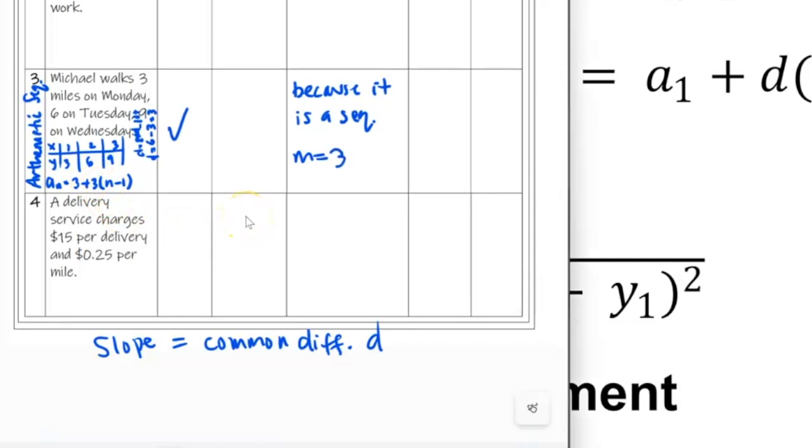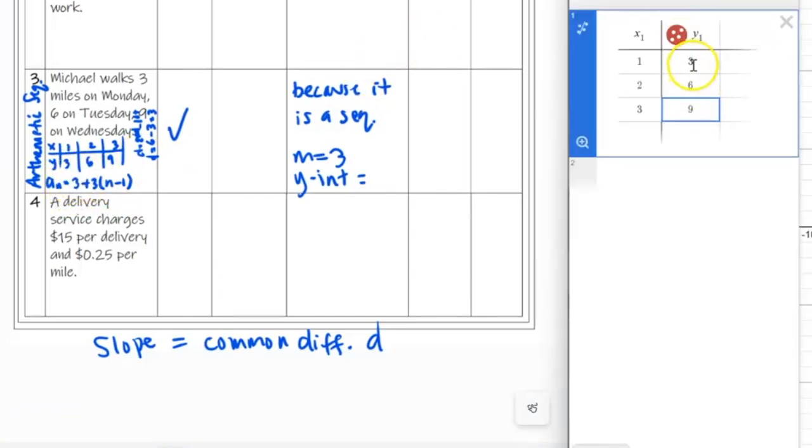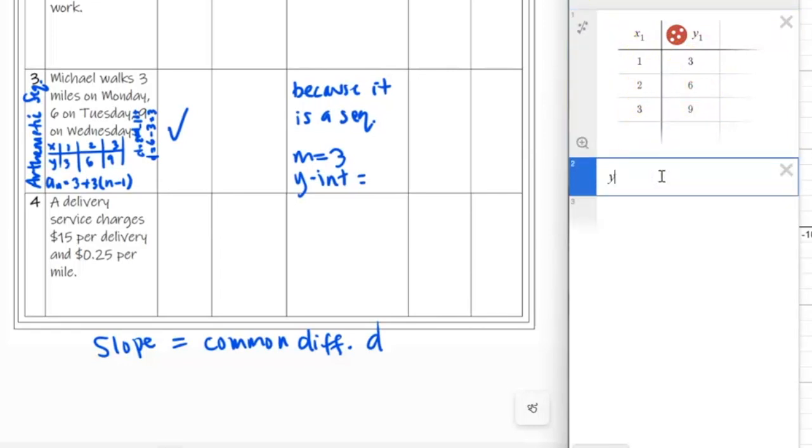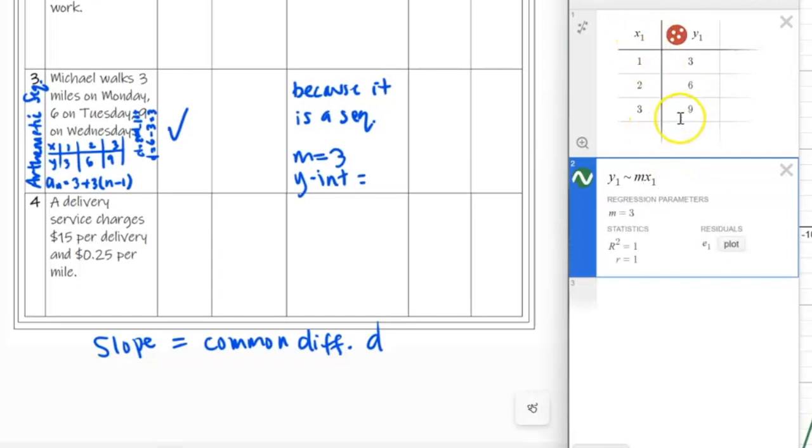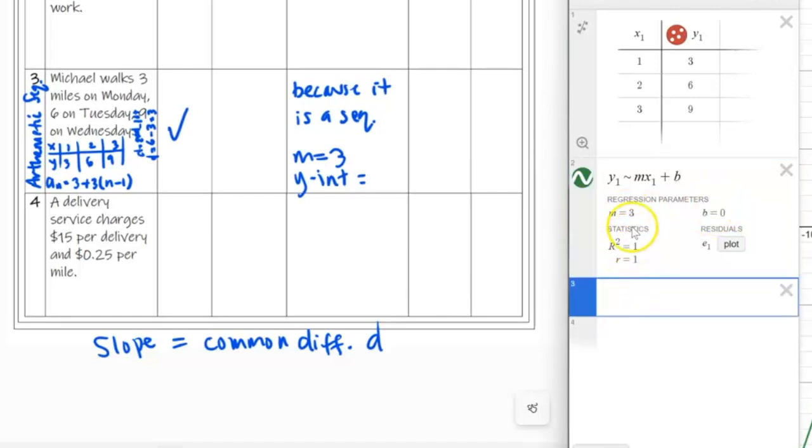All right, then my y-intercept. The y-intercept is when x is equal to 0. It is not my first term. Let me say that again. My first term is when x is equal to 1, not when x is equal to 0. So my y-intercept is not 3. What that means is I have to go back 1. So instead of going back 1, I'm just going to come right here, and I'm going to write y1 ~ mx1 plus b, because again, there's 1s right here, so it can tell me my linear regression line.